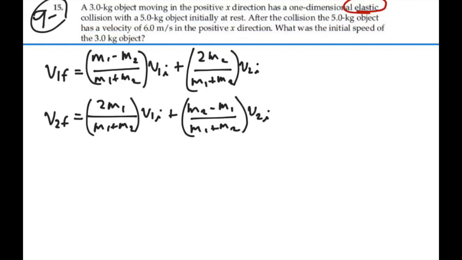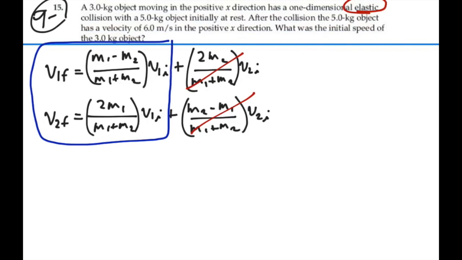In this case, the 5 kilogram object is initially at rest, so both of these terms for these equations would be out, and we really are only concerning ourselves with the first parts of these two equations. Also, we are given the final velocity of mass 2 as being 6 meters per second, so we're going to focus in, based on that, on this second equation that has the final velocity of mass 2.